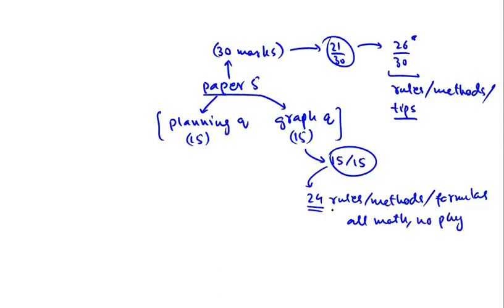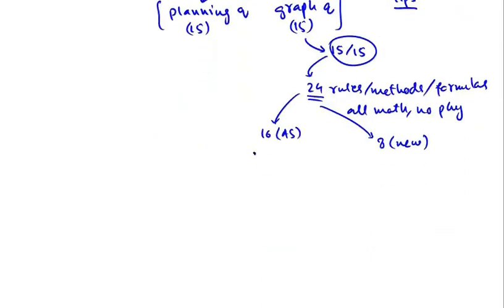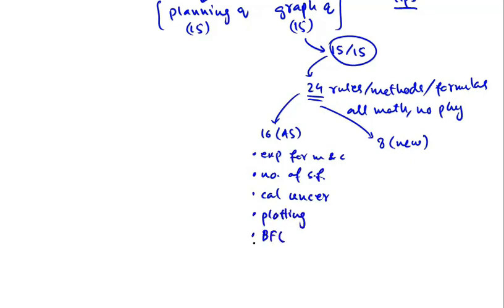And one more plus point about these rules is you don't have to learn them from scratch. You have learned most of them in AS. For instance, you have learned 16 of them in AS, and now you only have to learn 8 new rules. Rules that you have learned in AS include the rule for determining the expression for gradient and y-intercept, the rule for determining the number of significant figures in the calculated quantity, likewise the rule for calculating uncertainty, the rule for plotting points, drawing the best straight line, etc. Right?